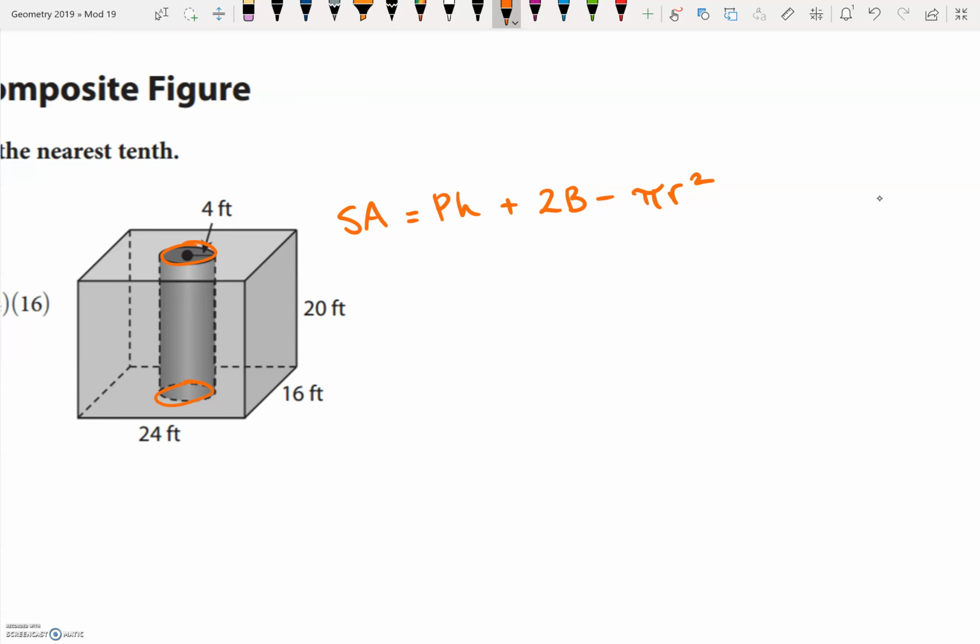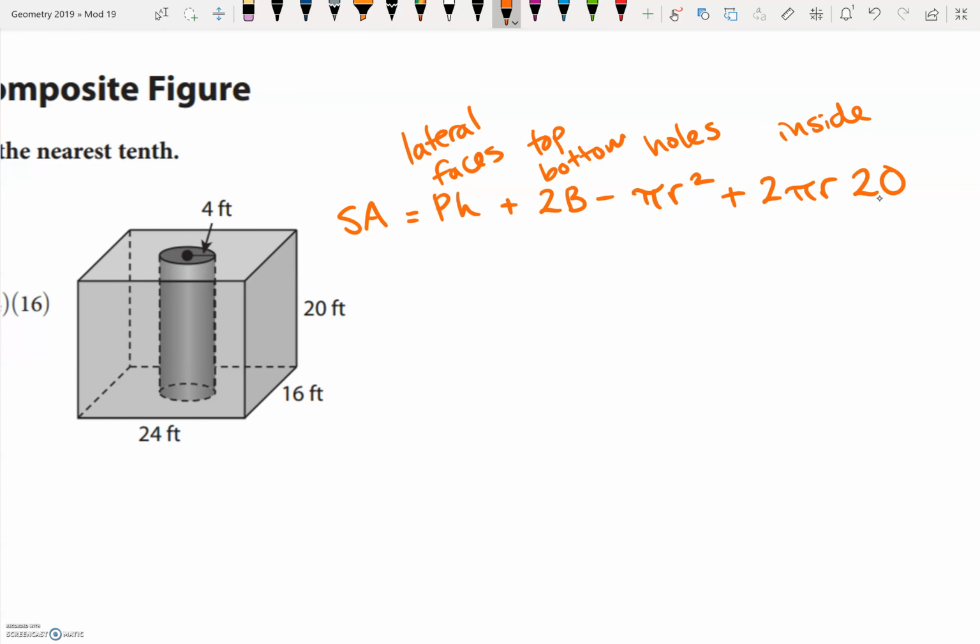And then we are going to add the lateral face of the cylinder here. So that's going to be the perimeter times the height, but the perimeter is going to be the circumference, so 2 pi r times the height, which is 20. So I probably should have written down what this is. This is the lateral faces, the top and bottom, the holes, and this is the inside sides.